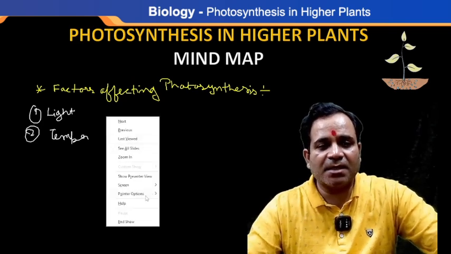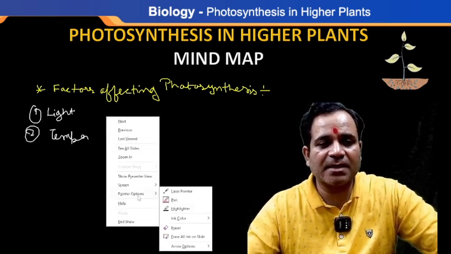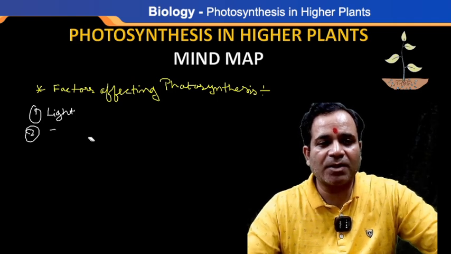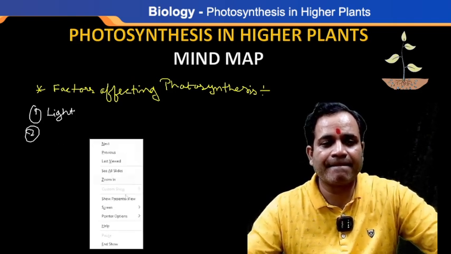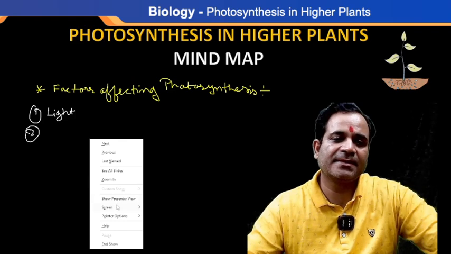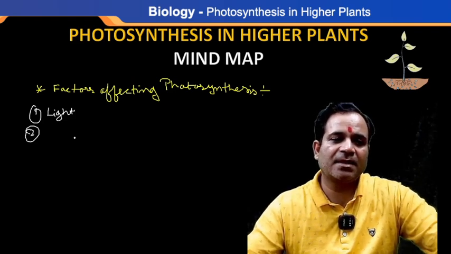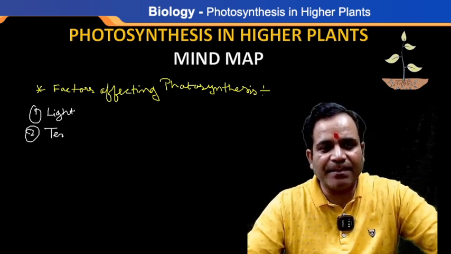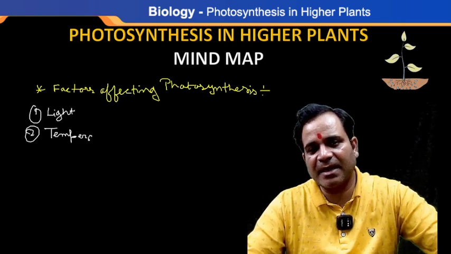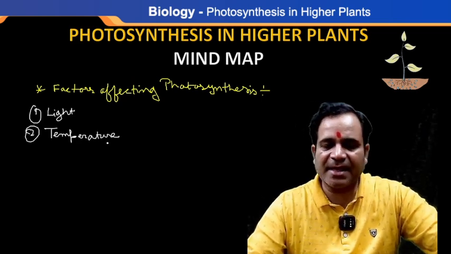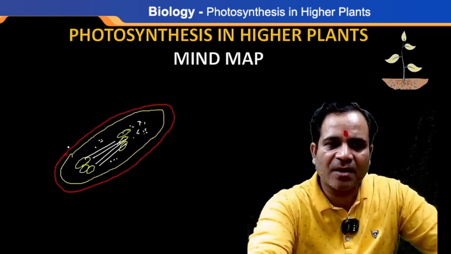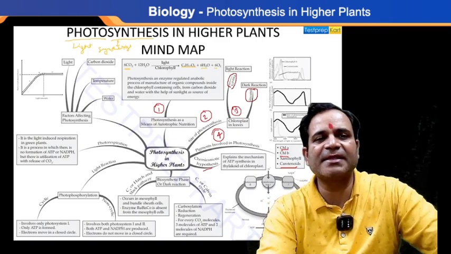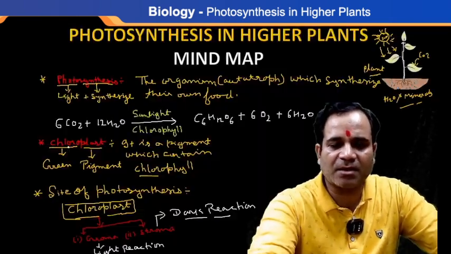Wait a moment. I'm going to rub this one thing. Yes. Wait. Yes. Light. Temperature. I'm saying, what I'm saying? Temperature. So light is necessary. Yes. Temperature is necessary for the factors affecting the photosynthesis. Carbon dioxide and water also. What I'm saying?